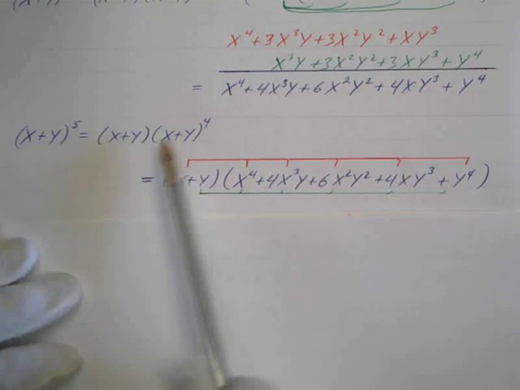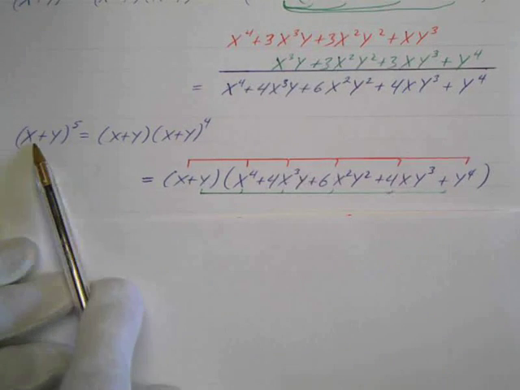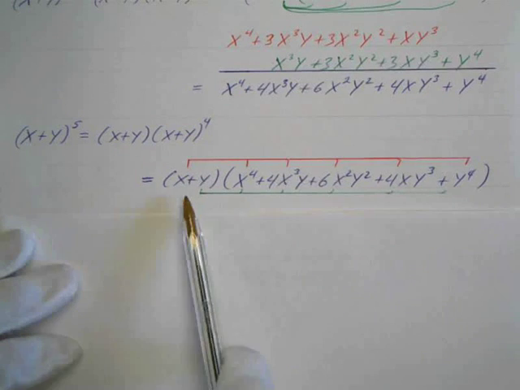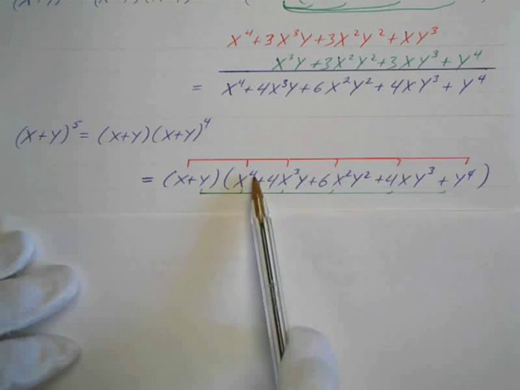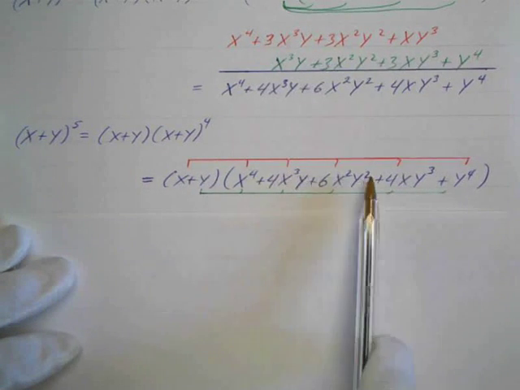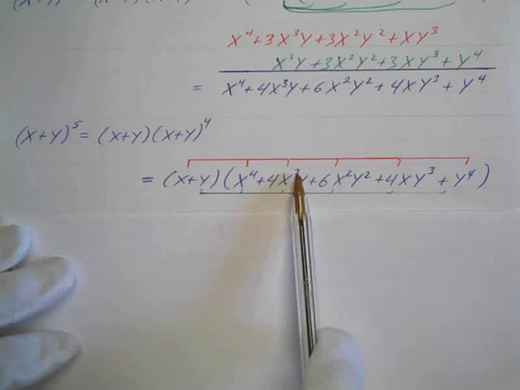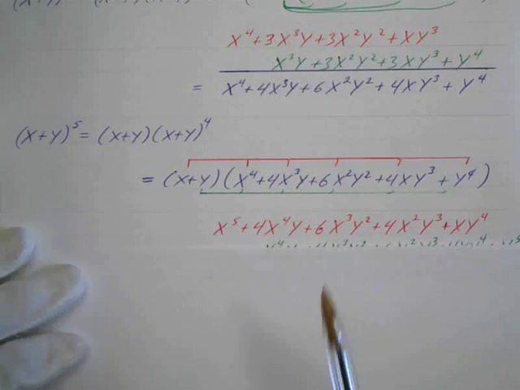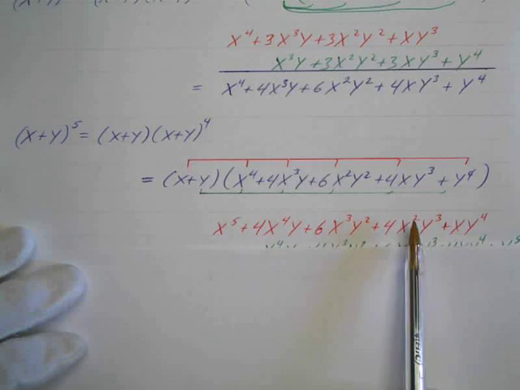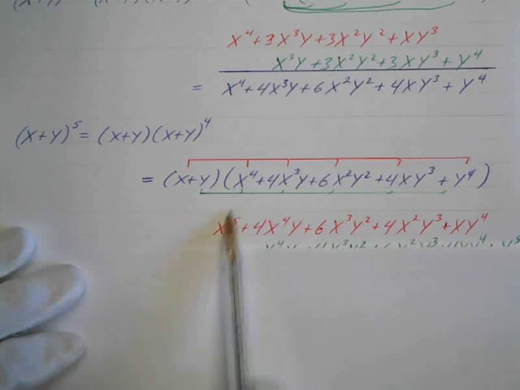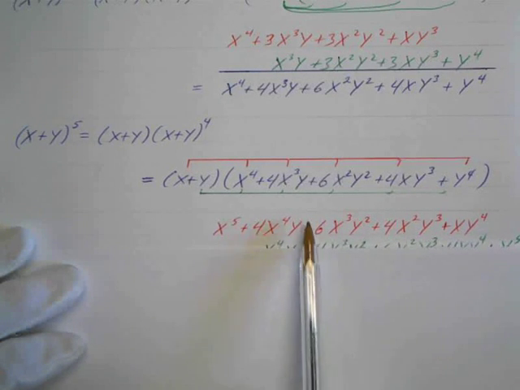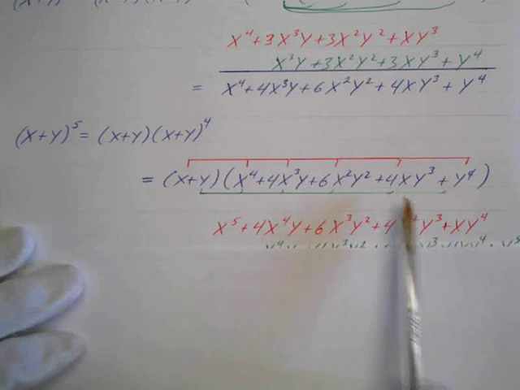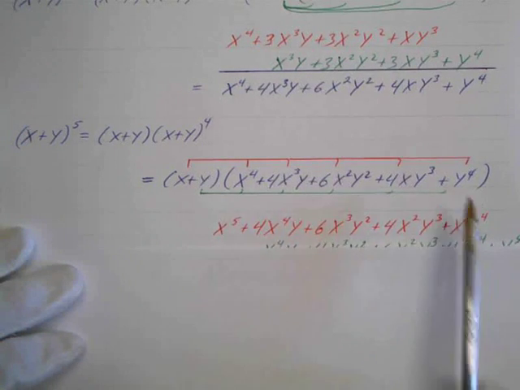So again, we're just going to piggyback off of this work. So I'll just say x plus y to the fifth is x plus y times x plus y to the fourth. And here we go. Multiply every term here by x. And again, the exponents on x just increase by 1, so it becomes 5, 4, 3, 2, 1. And you can see that 5, 4, 3, 2, 1. And everything else is the same. The 4y, the 6y squared, the 4y cubed, and the y to the fourth.